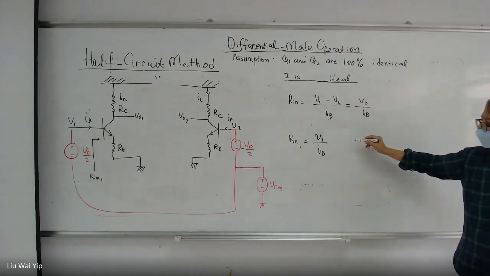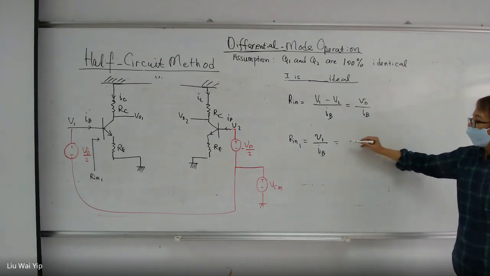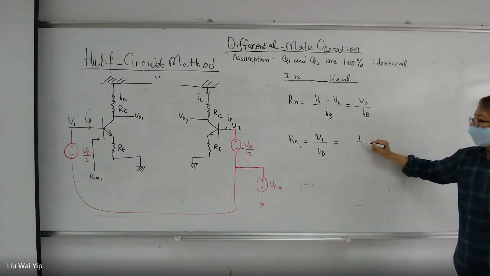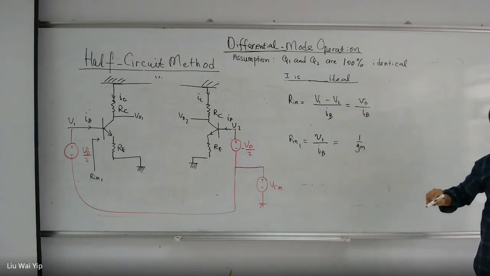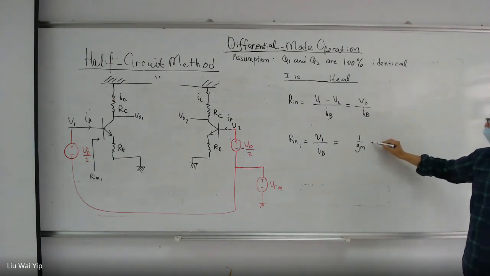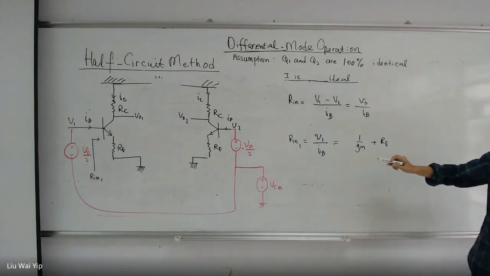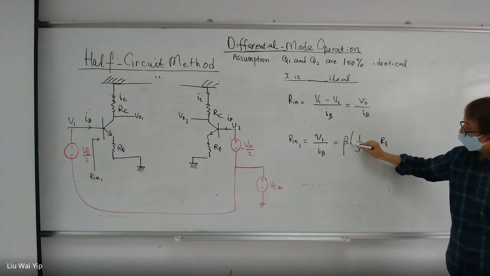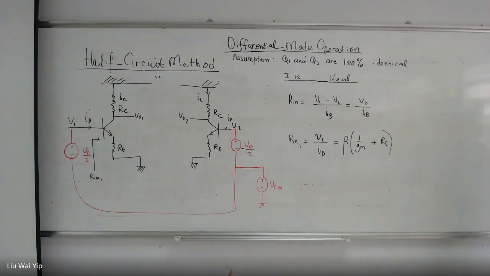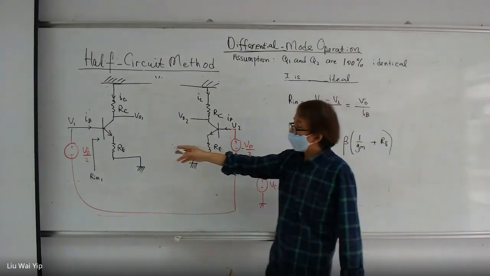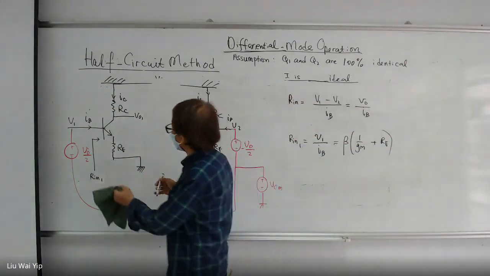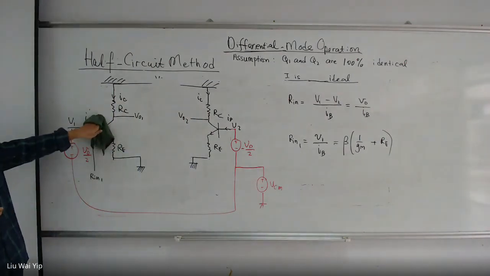Do you remember? 1 over gm plus RE, and then no more. And do not forget that you have to multiply it by beta. Do you know where you can use the T model to do it? Yeah, I'm going to do it for you. We replace this with the T model.